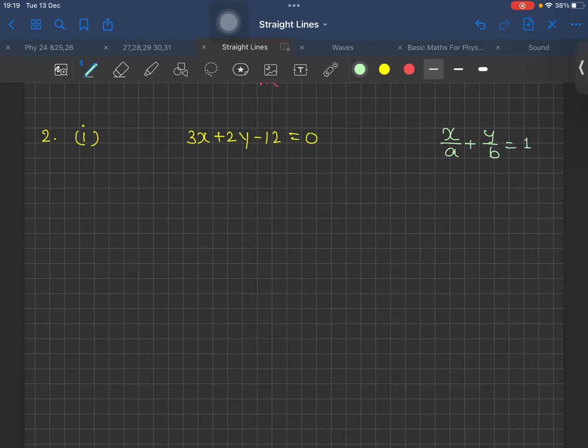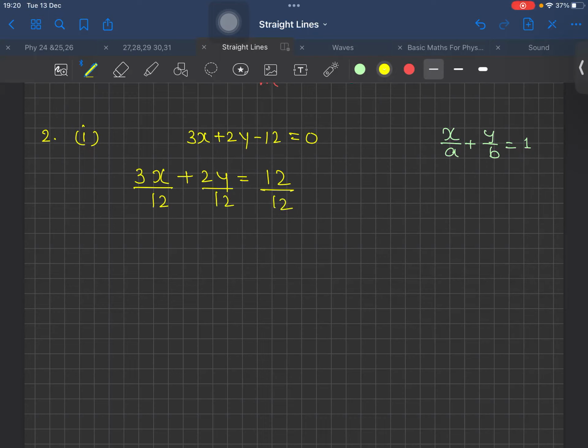Convert this line in this form. How will you do that? See, 3x by 12, 2y by 12, which is equal to 12 by 12. Very good. I'll teach you the way rather than just the answer. 3x plus 2y is equal to 12, right? Now on the right hand side you need 1, so you just divide it by 12.